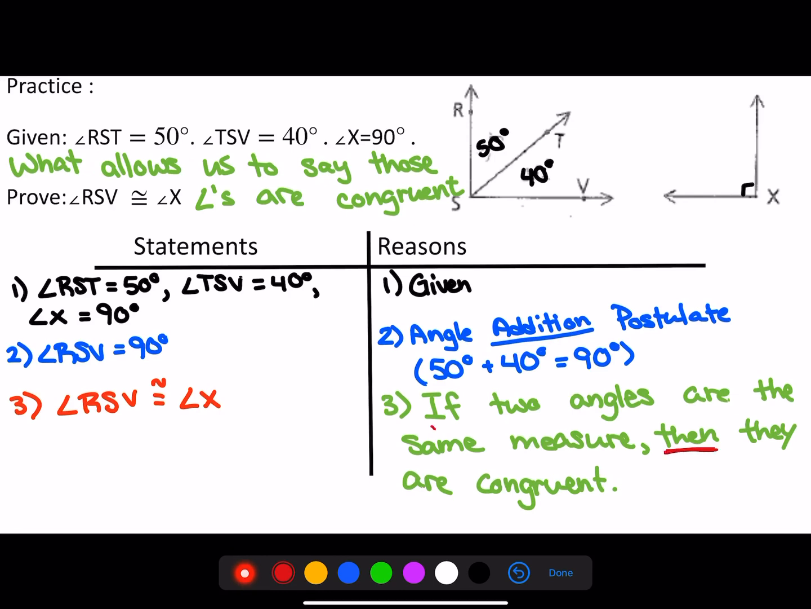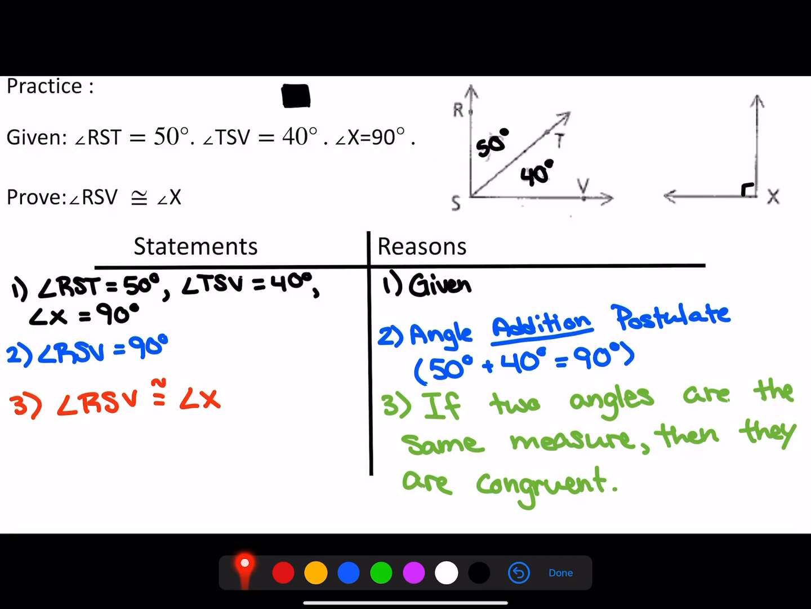then they are congruent. You may be wondering, well, couldn't I say that they're both right angles? I could, but it doesn't talk about right angles prior to this. So if I see that they're the same measure, they don't talk about right angles, I can just say, oh, well, they're the same measurement, so they're congruent. That is the end of this proof, so we can go ahead and finish up with our box at the top.